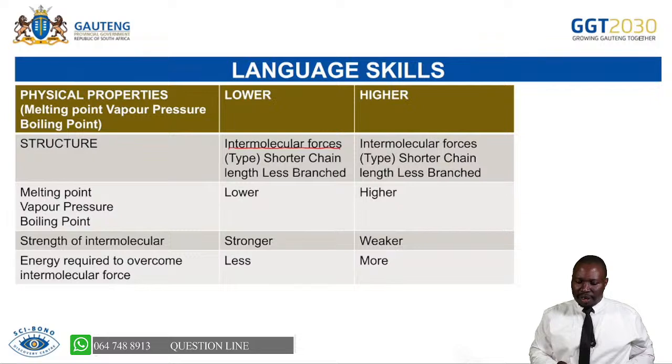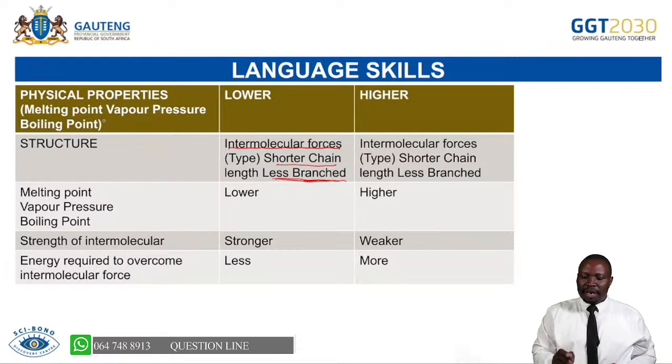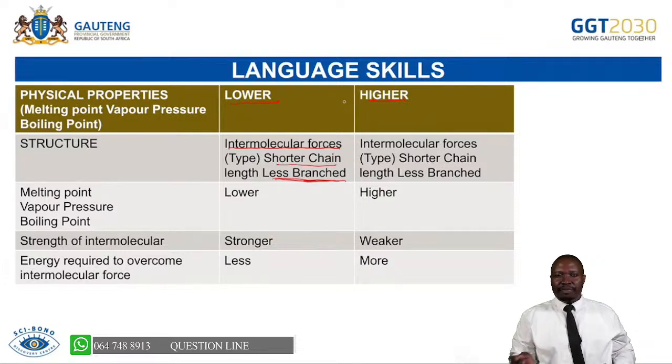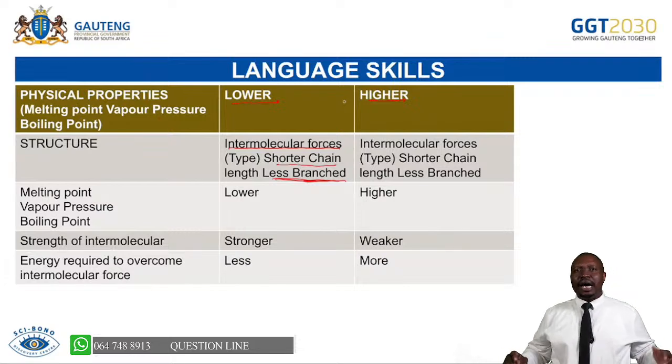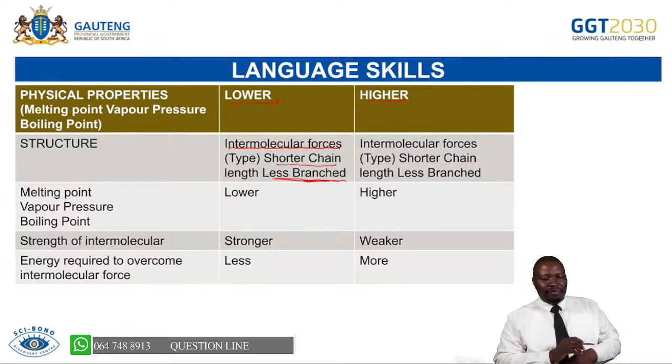You will tell us about the chain length, whether it is shorter chain length, or about the branches as well, less branched or more branched. When it comes to melting point, vapor pressure, and boiling point, you either refer to them as lower melting point, higher melting point, or higher vapor pressure, lower boiling point. You can't say bigger. It's a language issue, because when you say bigger intermolecular, bigger, it has a bigger vapor pressure.